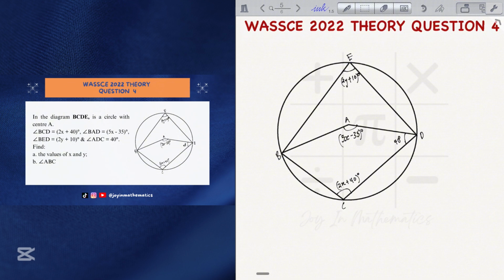cyclic quadrilateral, and angle BCD is 2x plus 40 degrees, angle BAD is 5x minus 35 degrees, angle BED is 2y plus 10 degrees, and ABC or ADC rather is 40 degrees. Now we should find the value of x and y and also the value of angle ABC. So we are looking for this angle ABC.